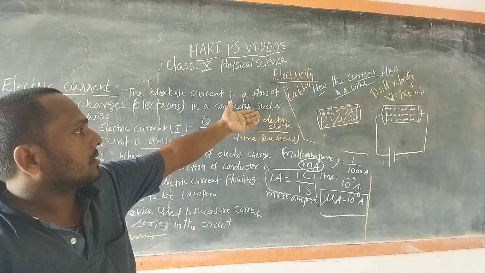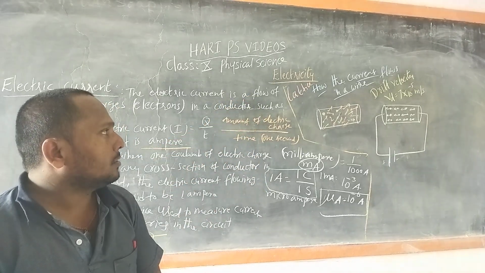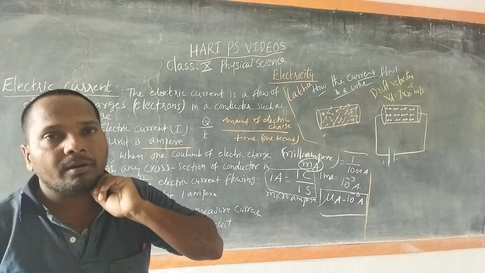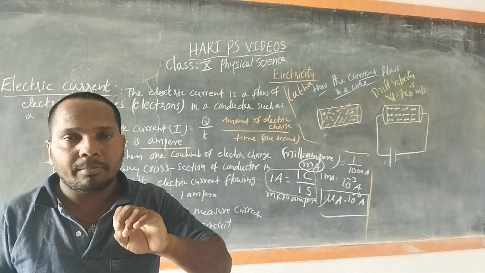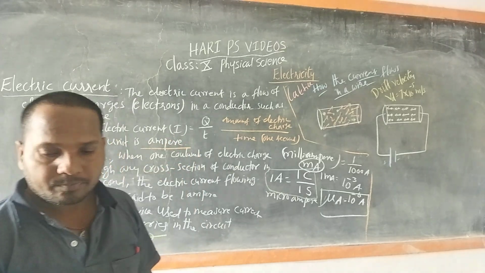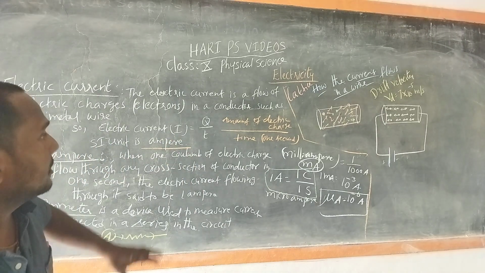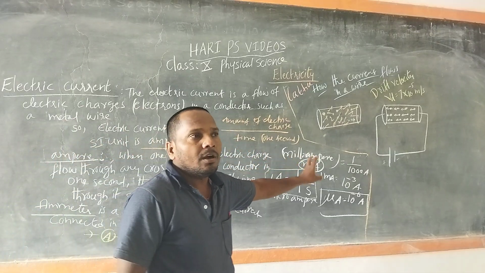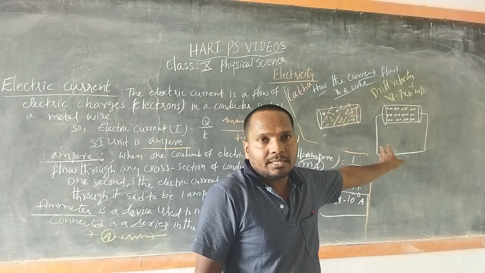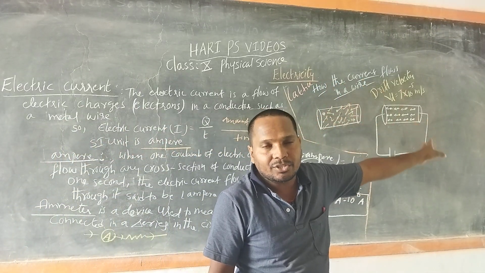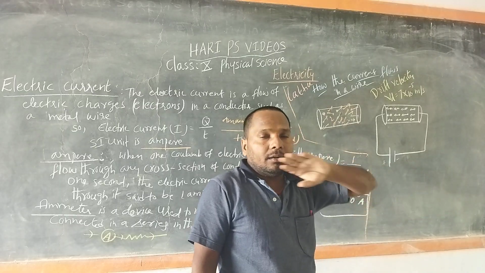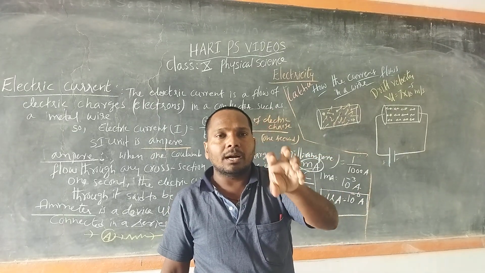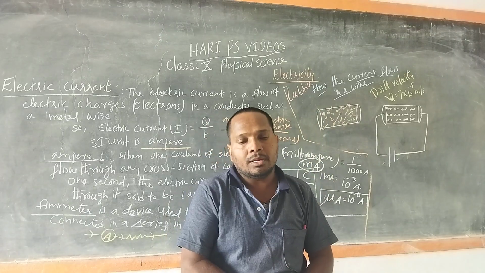Drift velocity means the electrons in the conductor move with a constant speed or constant velocity. So this is about electric current, the direction of electric current, why the flow of charges takes place, in which direction the current flows, and how the current flows.